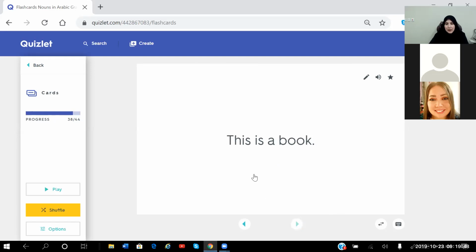Elise, this is a book. Hadha kitabun. Very good. Clayton, this is a newspaper. Hadhihi jaridatun. Good. Elise, this newspaper. Hadhihi al-jaridatu. Good.